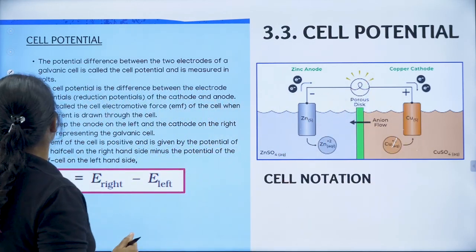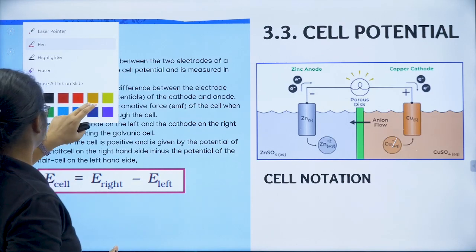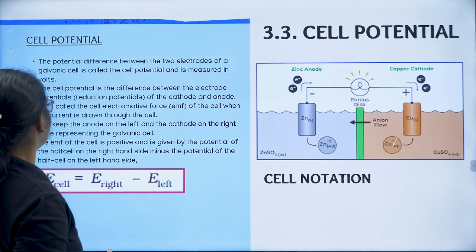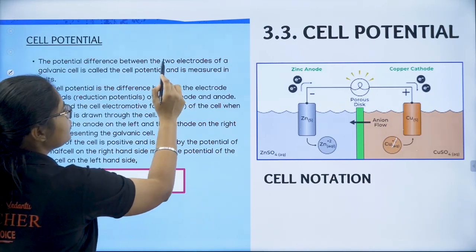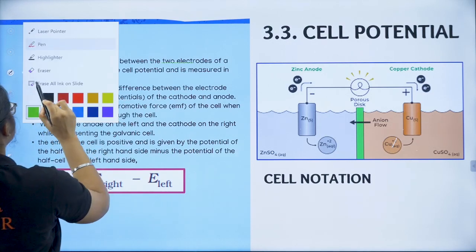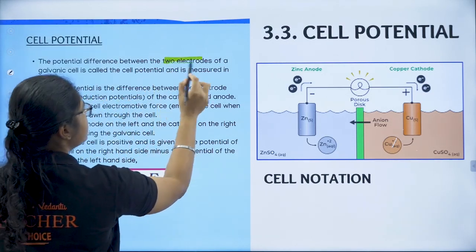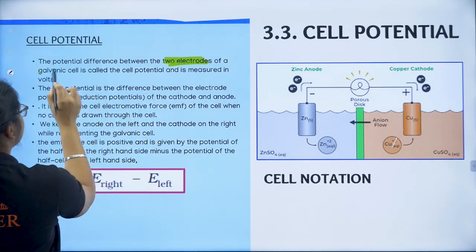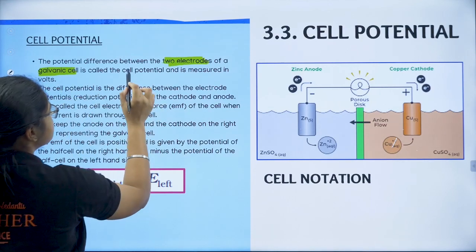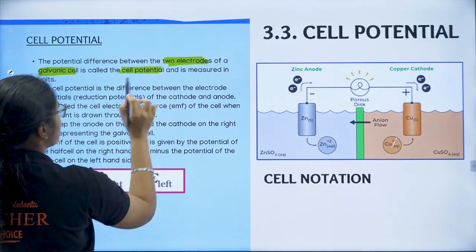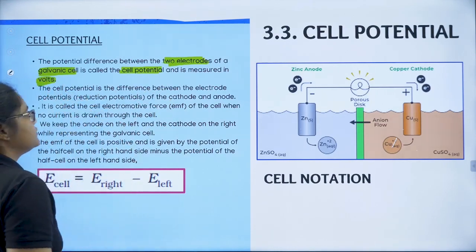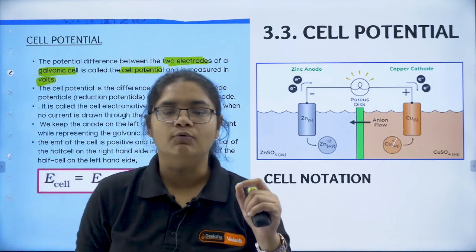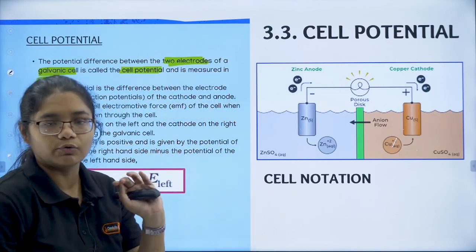So let's see here the potential difference. The potential difference between the two electrodes of a galvanic cell is called cell potential. And what is the unit of this cell potential? It is measured in volts.